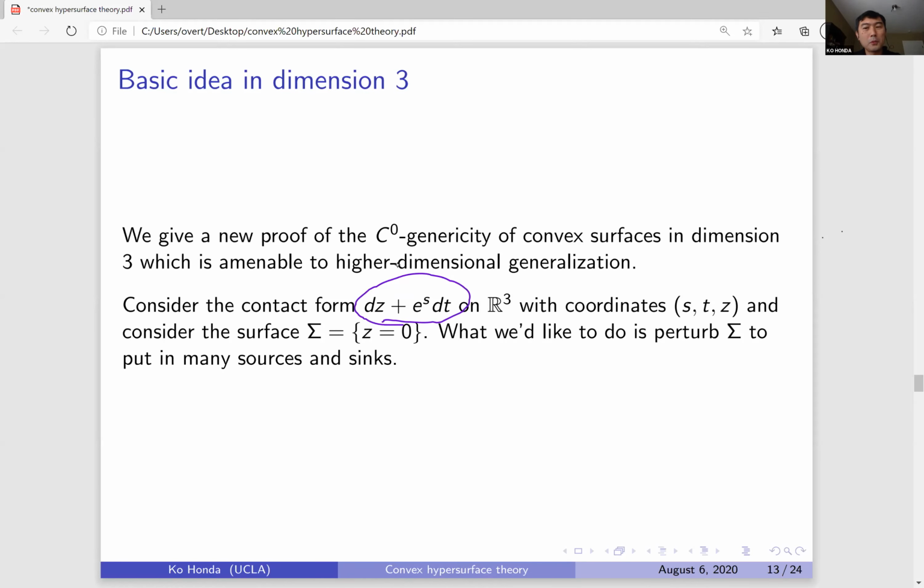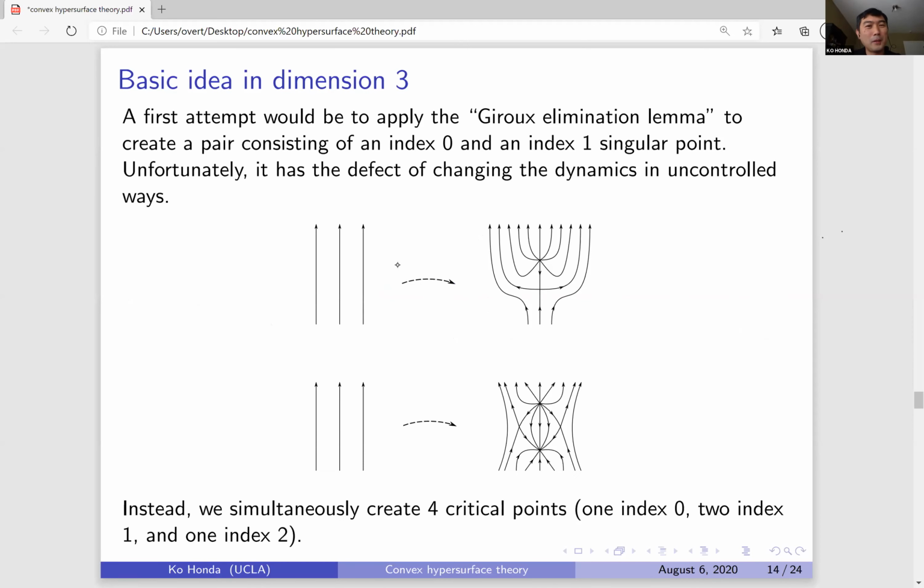And what we'd like to do is perturb sigma to put in many sources and sinks. Somehow the disappointment probably for dynamical systems people in the audience is that the goal is to get rid of the dynamics, and it becomes Morse theory. So the goal is to destroy the dynamics so it becomes Morse theory. The first attempt would be to apply the Giroux elimination lemma to create a pair consisting of an index 0 and index 1 singular point.